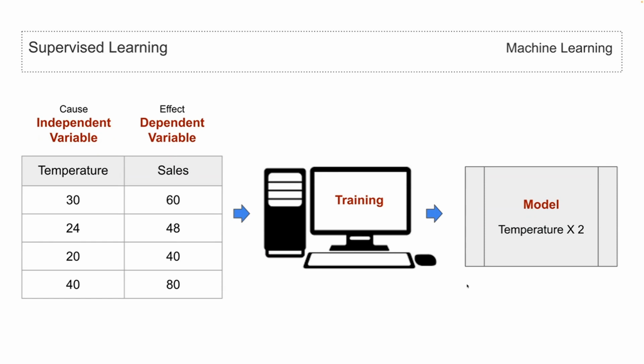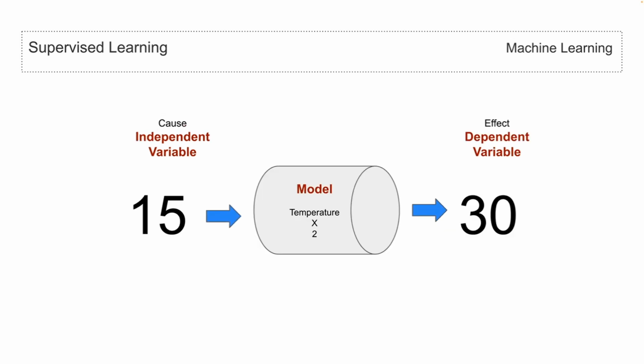The cause is the independent variable, and the dependent variable depends on the temperature. We put that into the machine to train, and the model will return the temperature times 2. As we see here, we put in an input number, and the model will predict the fact that it's times 2, and then it'll spit out 30.